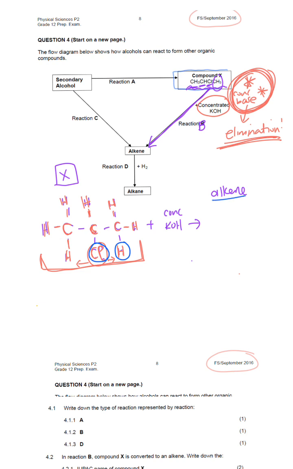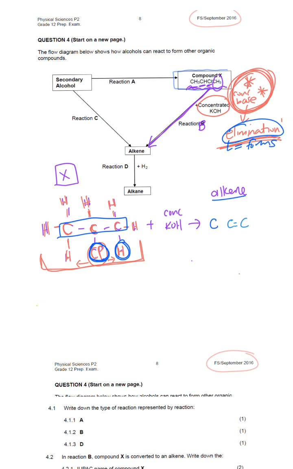So now when I draw my alkene, 1, 2, 3, our main chain still has 3 carbons. We've removed a chlorine from number 2 and a hydrogen from number 1. So in between number 2 and number 1, a double bond will form. Remember, one of the properties of elimination is that a double bond forms. So where does the double bond form? It would form between the 2 carbons where we removed the hydrogen and the chlorine. So that would be carbon number 2 and carbon number 1.